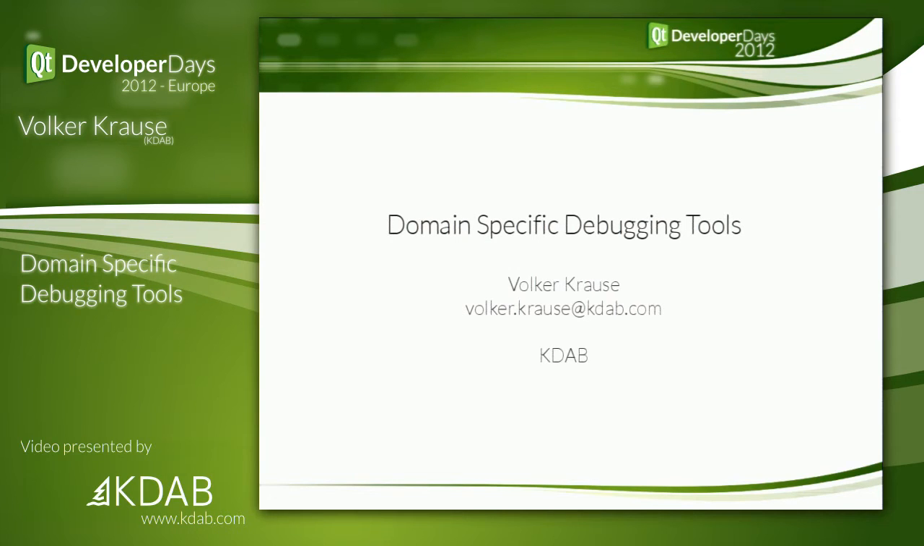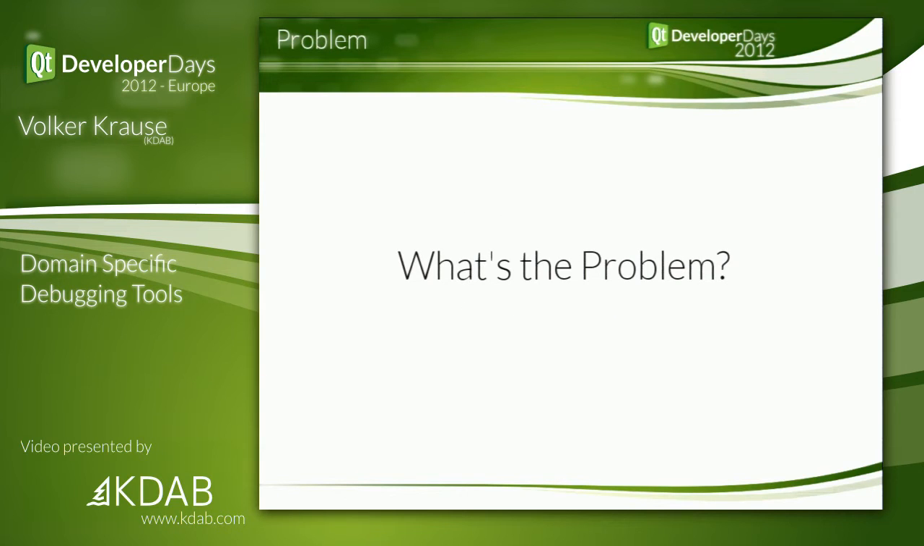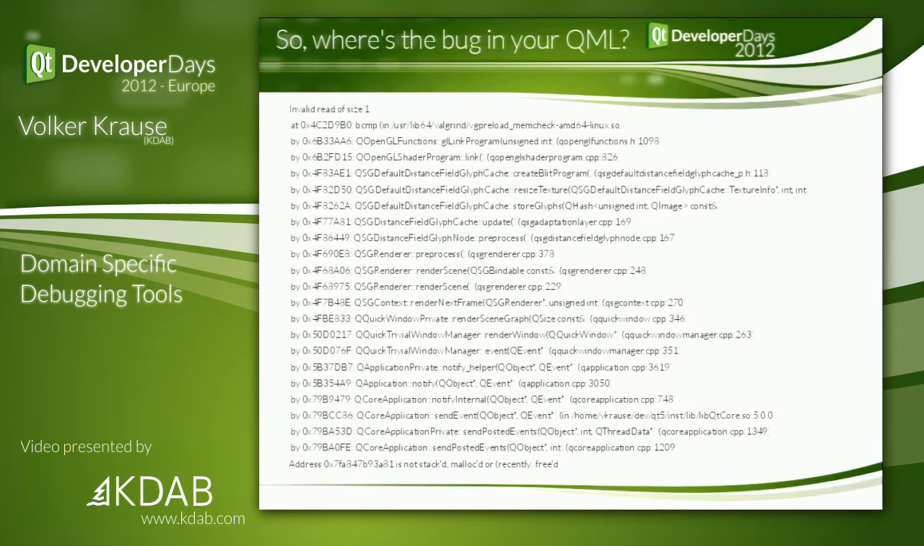Domain-specific debugging tools. What is that about? Right, we have GDB and we have printf, so that should be enough, right? How hard can it be? Yeah, until we get a backtrace like that. And of course, we look at that and we immediately know where our problem in our QML code is.